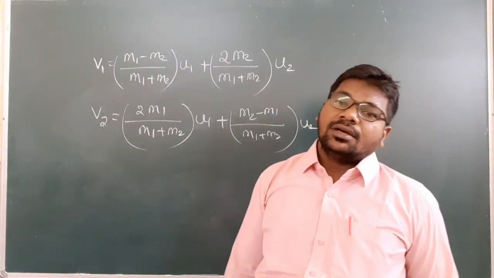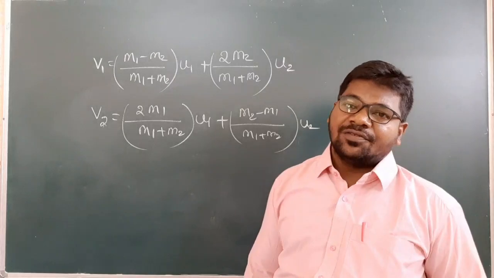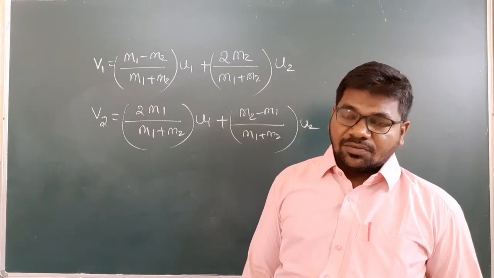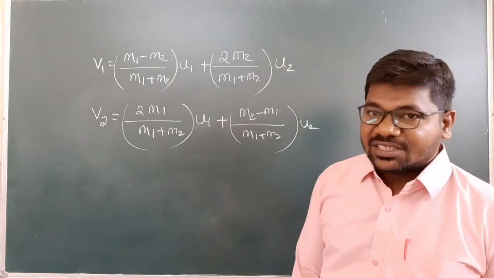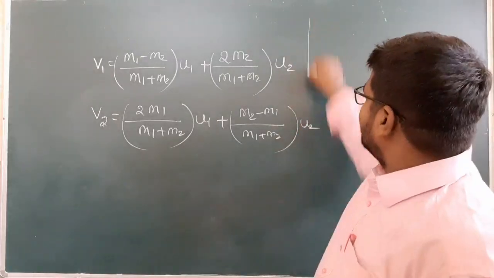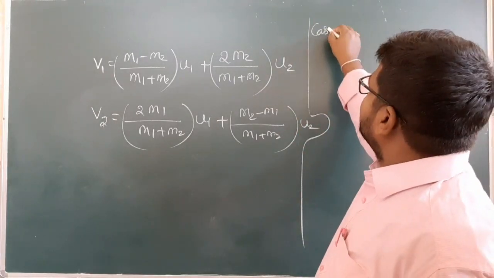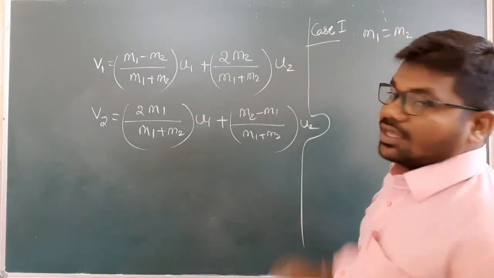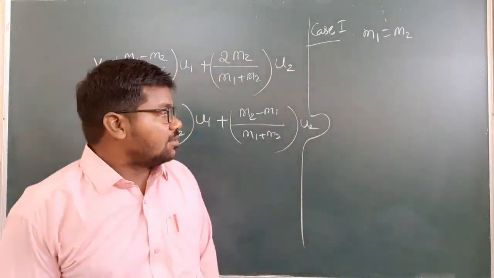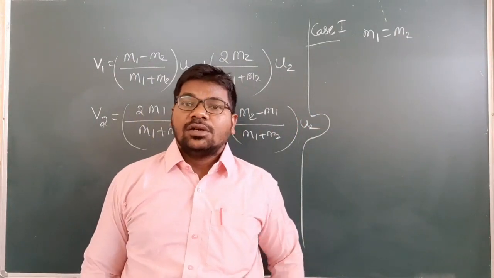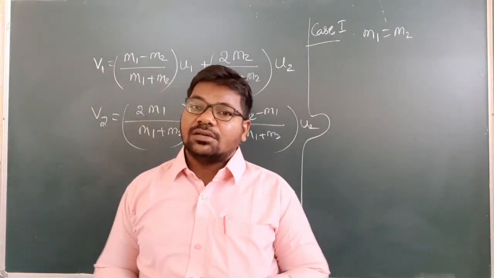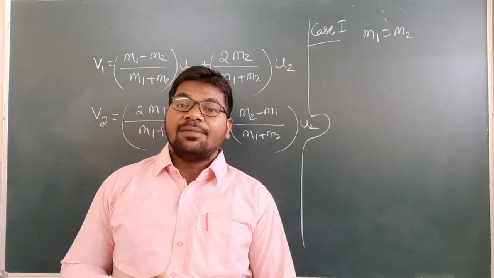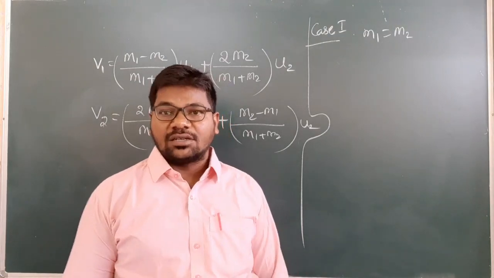Okay, so here we know everything in the derivation. See here, these are the final velocities. Here we can have special cases. Special cases means what? Case 1: m1 is equal to m2. That means both colliding bodies have the same mass. What happens? Now we will check.